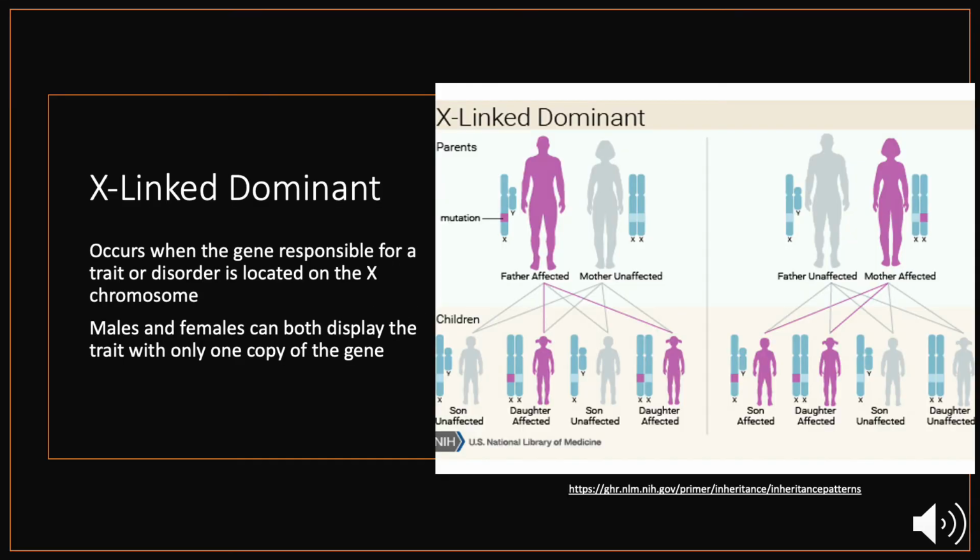understood. An X-linked dominant trait occurs when the gene responsible for a trait or disorder is located on the X chromosome. Males and females can both display this trait with only one copy of the gene present. A common indicator for this type of inheritance pattern is that an affected father will have affected daughters.